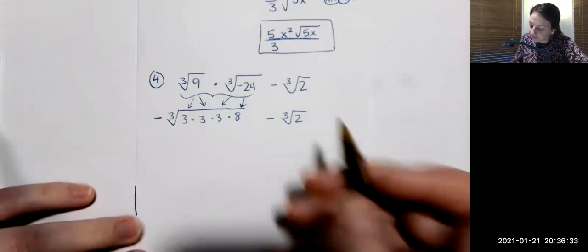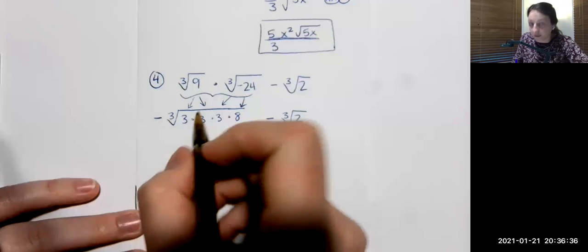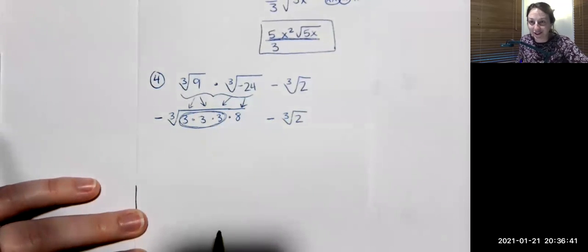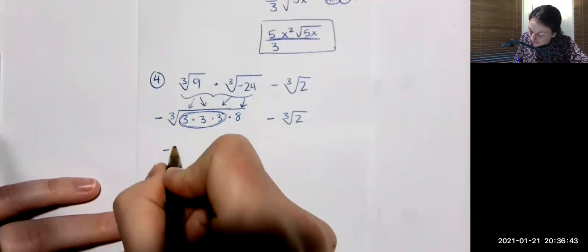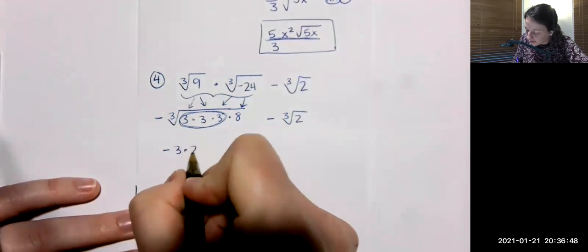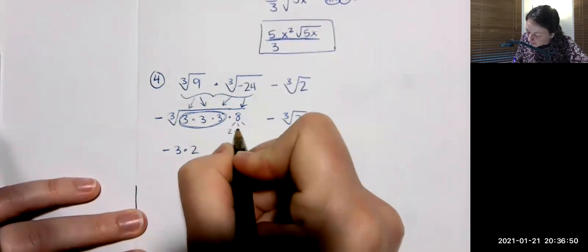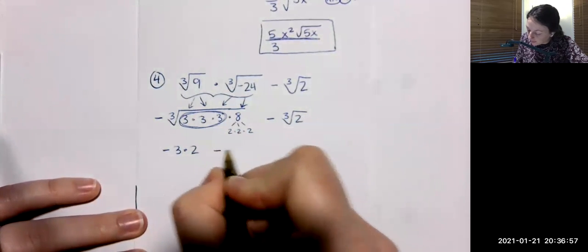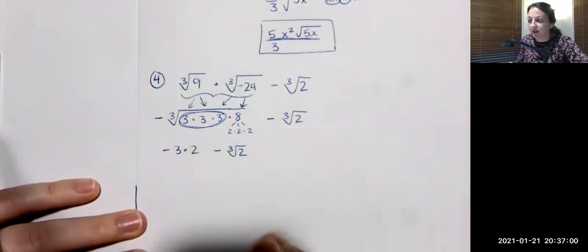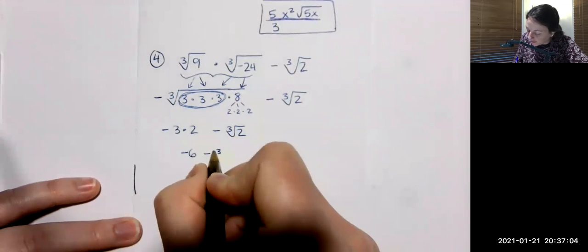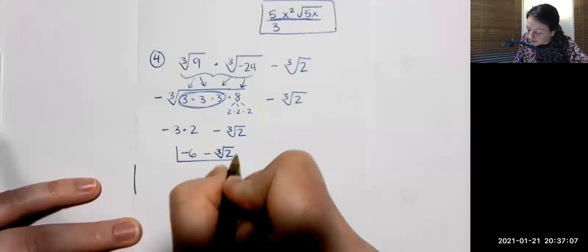Now, the cube root means I'm looking for groups of size 3. Well, hello, there's a group of size 3. That's why I broke my numbers down. So I've got negative 3, and then hopefully we know the cube root of 8 is 2. If you don't know that, double check it. 8 is 2 times 2 times 2. So group of 3 2s, done. And then we still have minus cube root of 2 chilling on the outside. And my final answer is negative 6 minus the cube root of 2. I can't do anything else. That's it.